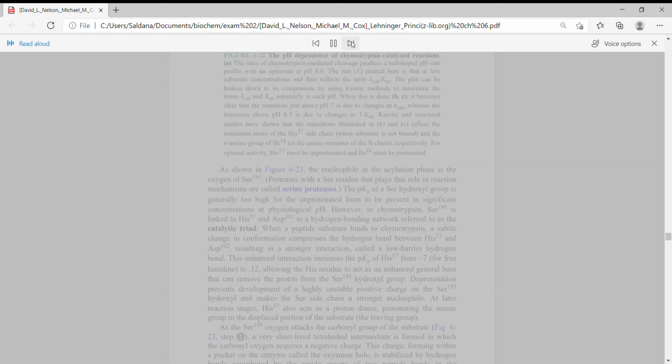Figure 6-22. Alpha amino group. As shown in Figure 6-23, the nucleophile in the acylation phase is the oxygen of Ser 195. Proteases with a Ser residue that plays this role in reaction mechanisms are called serine proteases. The pKa of a Ser hydroxyl group is generally too high for the unprotonated form to be present in significant concentrations at physiological pH. However, in chymotrypsin, Ser 195 is linked to His 57 and Asp 102 in a hydrogen bonding network referred to as the catalytic triad.